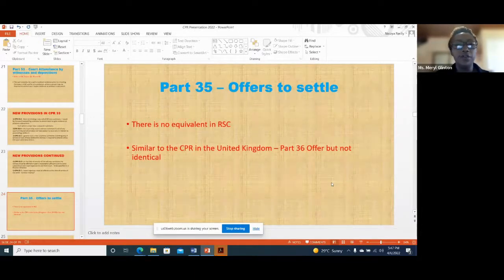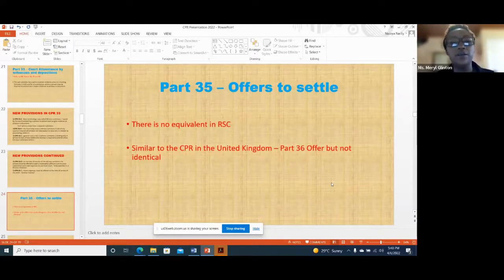So beginning with part 35, offers to settle. So there's no equivalent provision in the RSC in terms of an order that sets out or addresses offers to settle in a general way. But there are provisions in the RSC which give you a highlight of the spirit of what Part 35 is intending to do. And in general, of course, even under the RSC, settlement and offers to settle were generally encouraged between the parties.